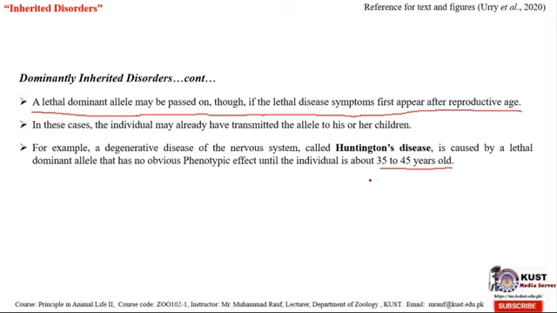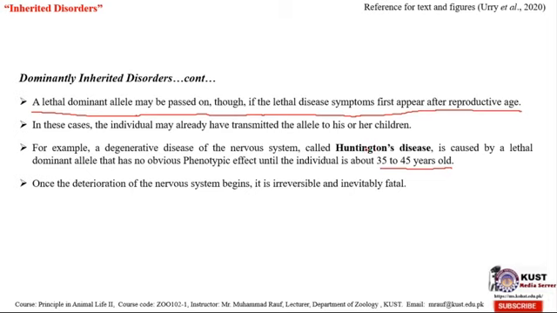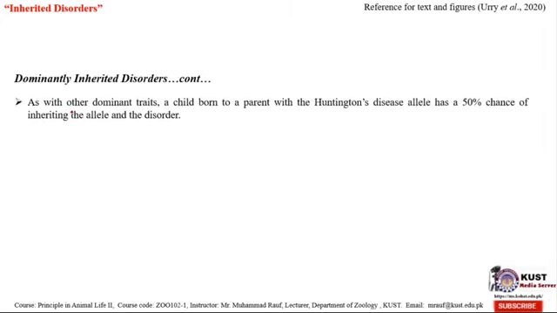So before the arrival of symptoms accompanied by this condition, the person had already transferred the defective allele to the offspring. Once the deterioration of the nervous system begins, it is irreversible and ultimately fatal. As with other dominant traits, a child born to a parent with the Huntington disease allele has a 50% chance of inheriting the allele and the disorder.